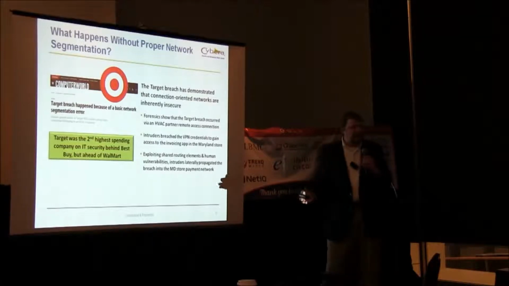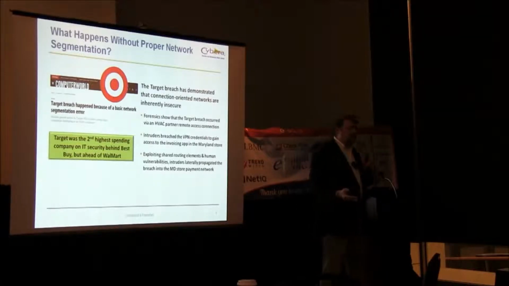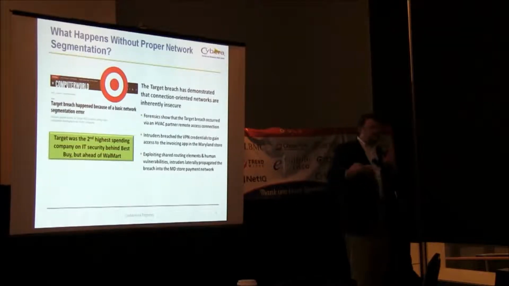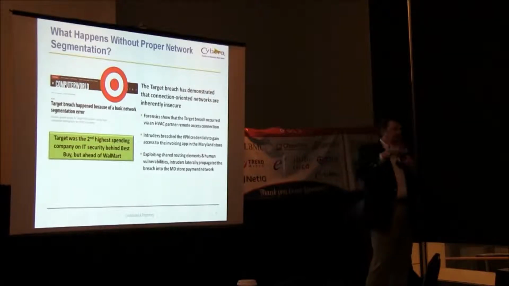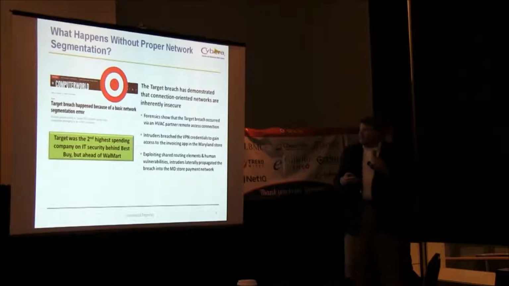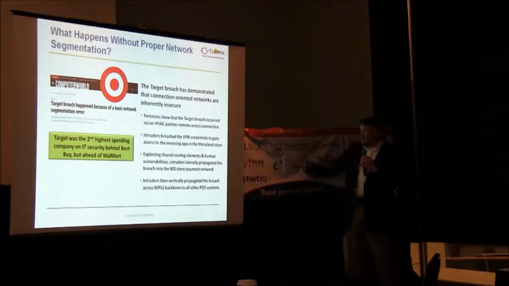Target was PCI compliant. That shouldn't have happened, right? None of this should have happened. There's no reason why a breach should start in one area and result in the loss of 40 million cards. So what else happened here?